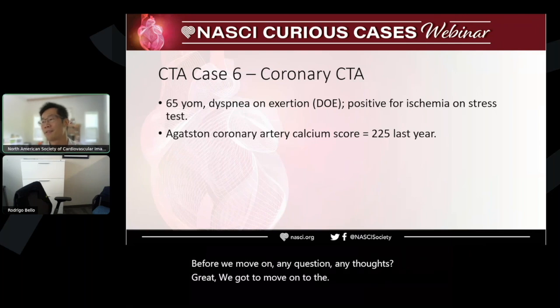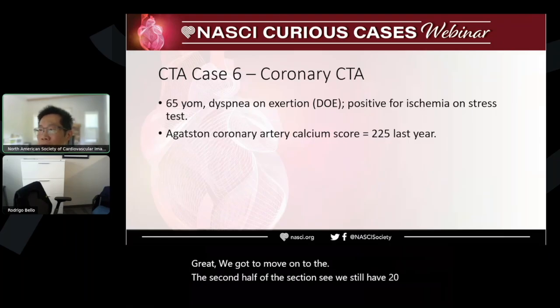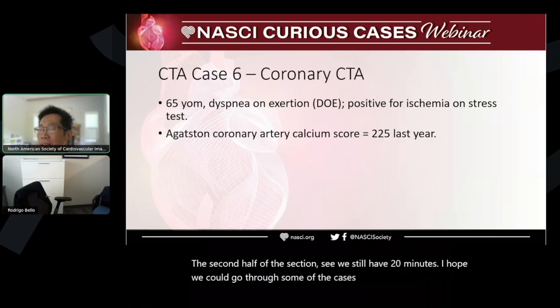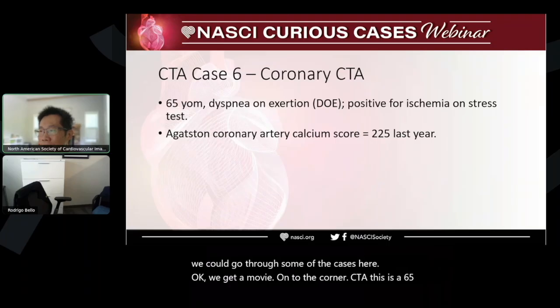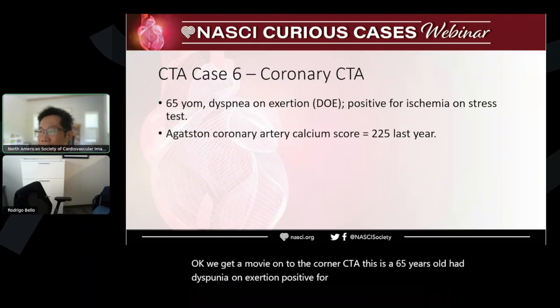We gotta move on to the second half of the section. I see we still have 20 minutes. I hope we could go through some of the cases here. Okay, we're gonna move on to the coronary CTA. This is a 65 years old, had dyspnea on exertion, positive for ischemia on the stress test. The previous calcium score is 225.